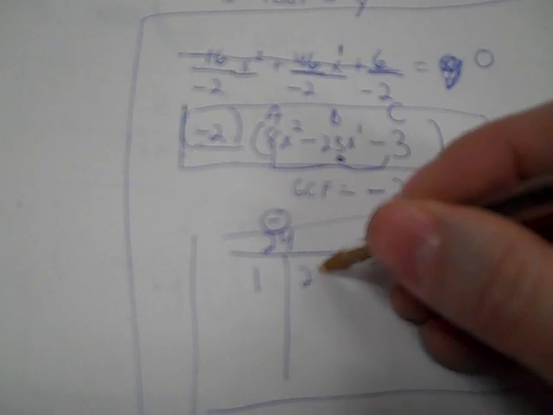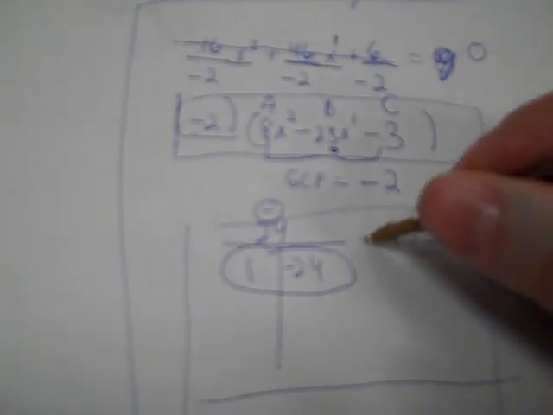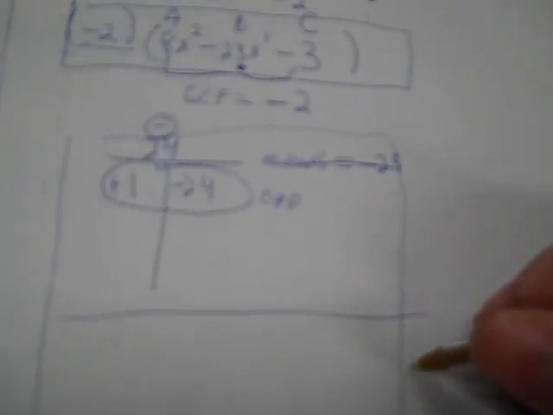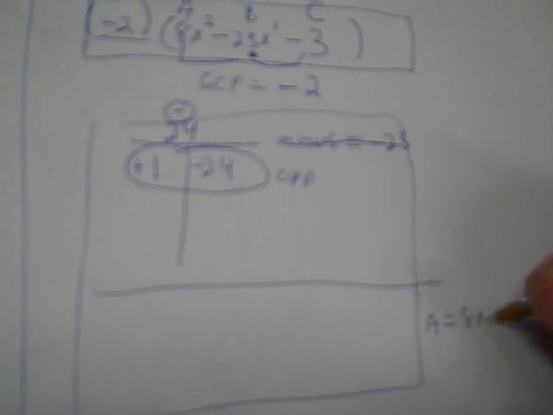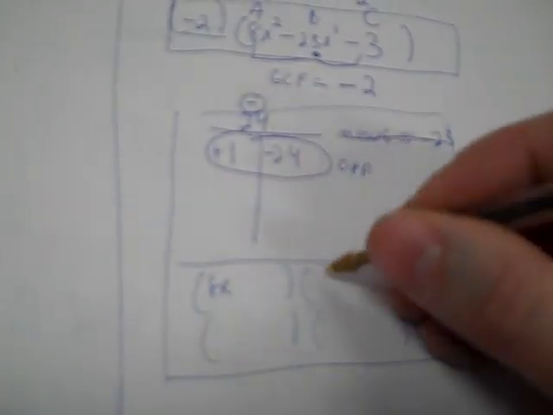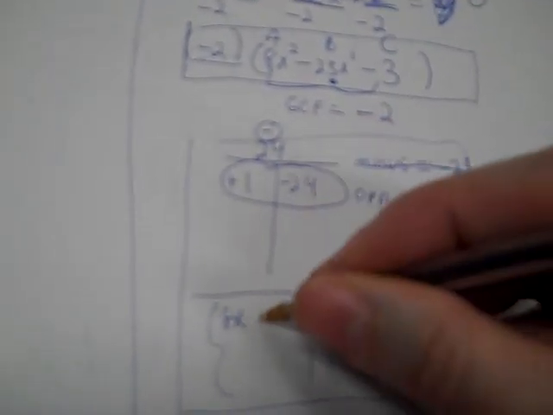So 1 and 24, well, right away, 24 minus 1 is 23. So those are the two factors I roll with. So 23 is negative, meaning 24 is negative. We have a negative up there. It means opposite, so plus 1. Now our A is equal to 8x to the second power. So when I make the parentheses, I want to start with 8x, 8x. And then plus 1 minus 24.